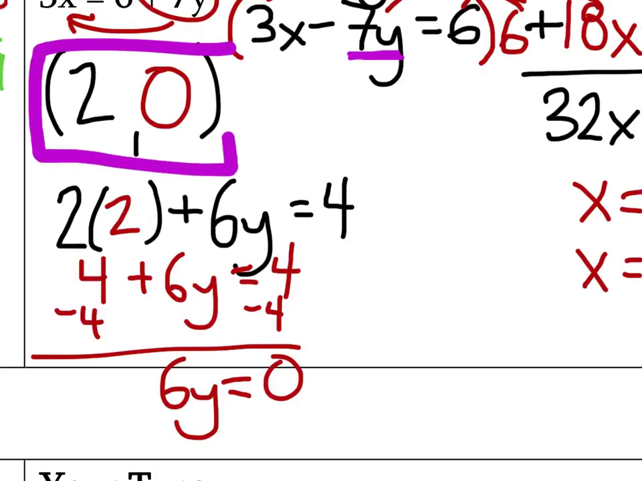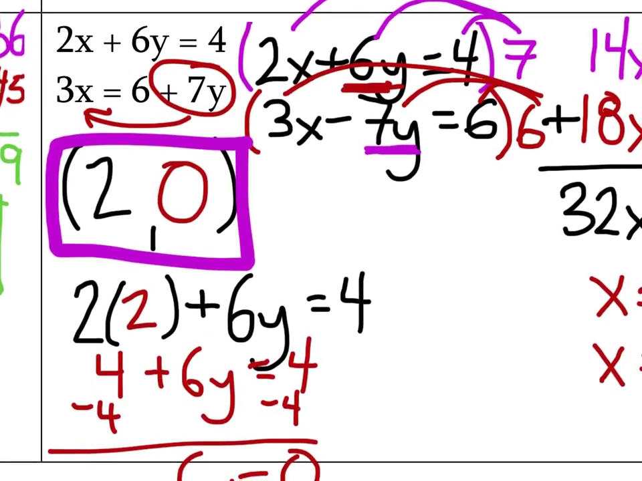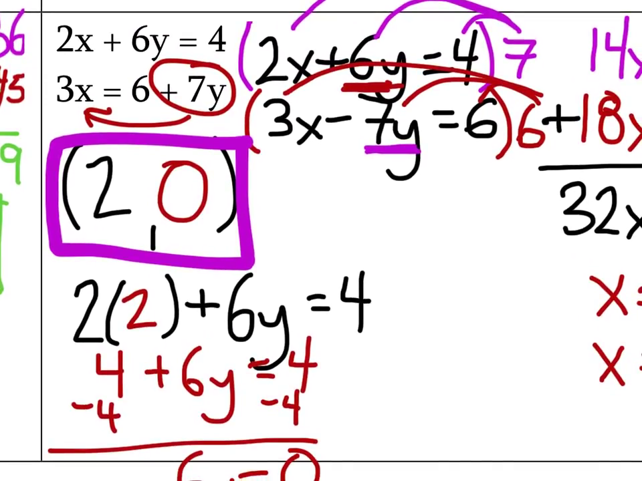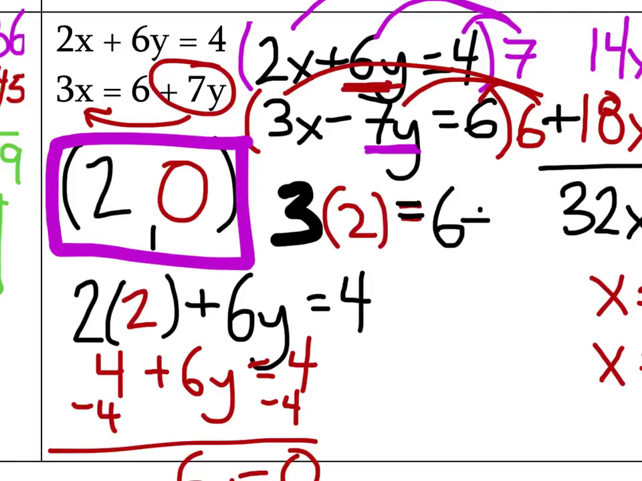But we do need to check this, okay? So let's look back up here at the top. We did use the top equation, so let's use the bottom one and see if it's true. So you've got 3 times the x value, which is 2, and that should equal 6 plus 7 times 0.